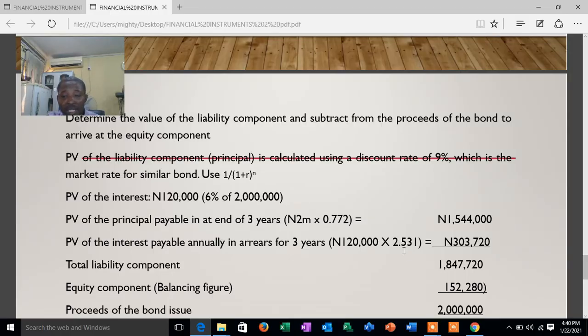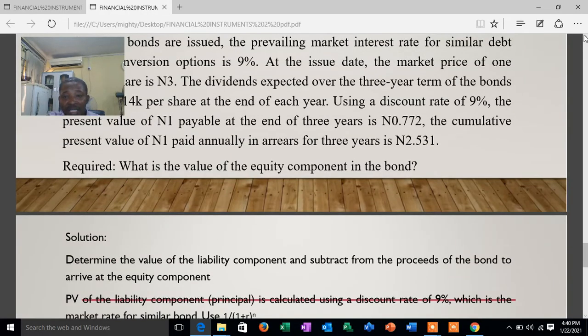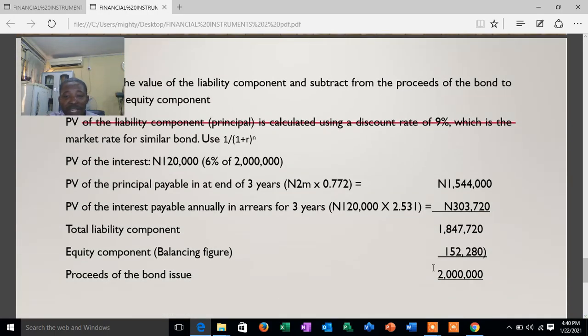So you have the cumulative figure here as 2.531. They said that the cumulative PV of 1 naira paid annually in arrears for 3 years is 2.531. So you use that 2.531 to multiply the interest, 120,000. That gives you 303,720. That gives you the value of the total liability. So the liability is basically your principal plus your interest. Principal is 1.544 million, while interest is 303,720. By the time you add the two together, you have the total liability component.